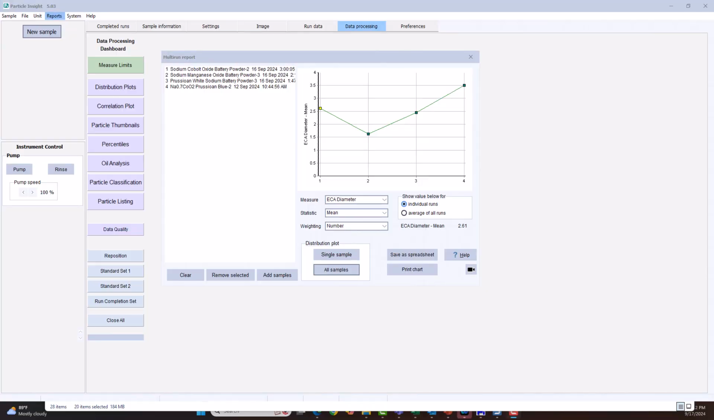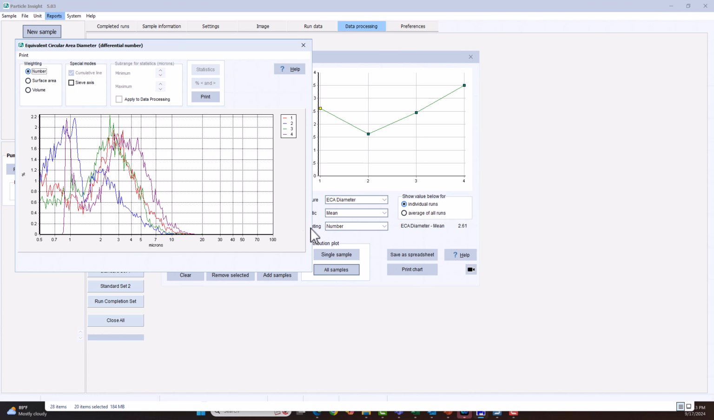Now we're going to do some comparisons. We opened up the four samples right here, the sodium cobalt, sodium manganese, Prussian white, and Prussian blue, and we're looking at just a comparison of size. We're going to look at mean size, and for now we're going to look at number weighted distribution. When we look at all the samples, we'll see a comparison here.